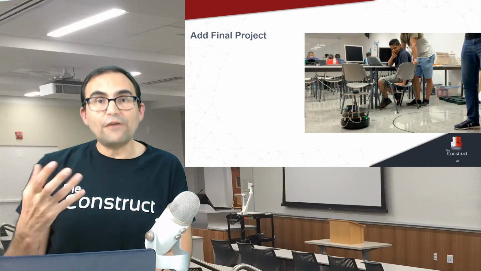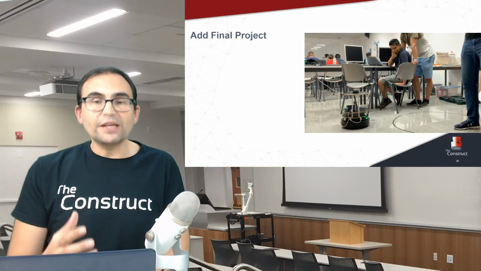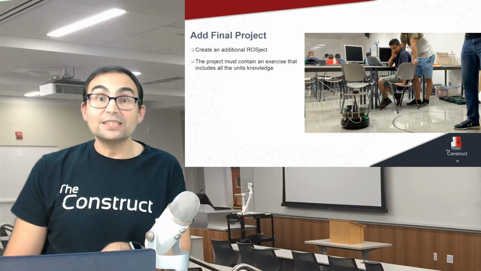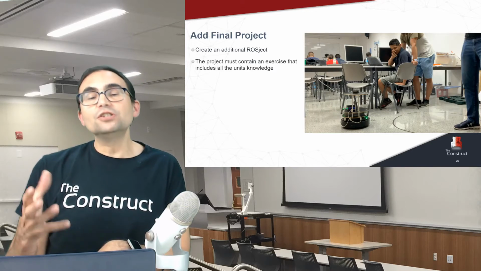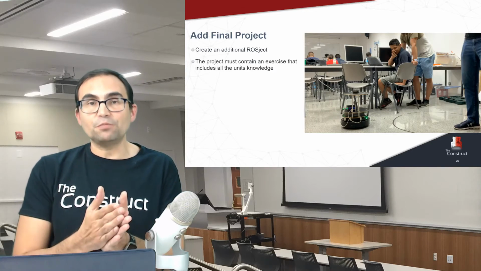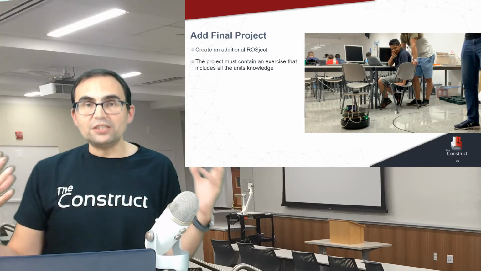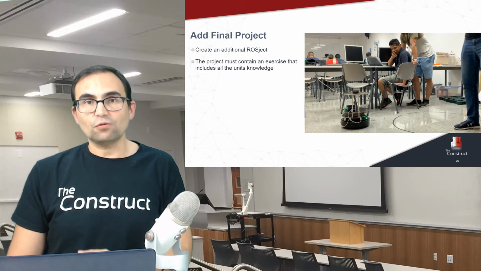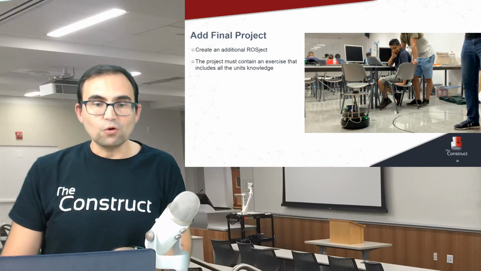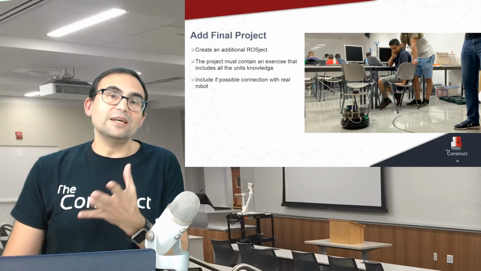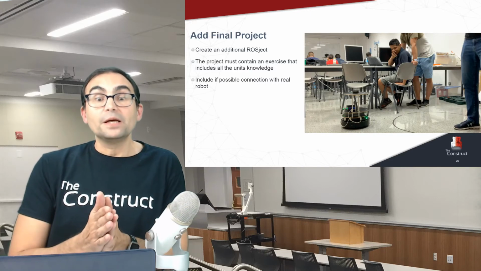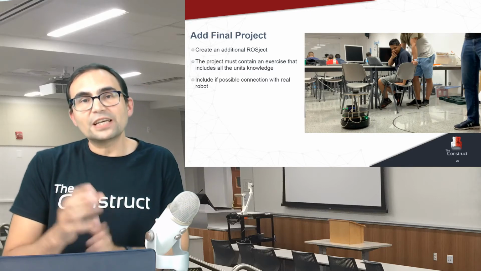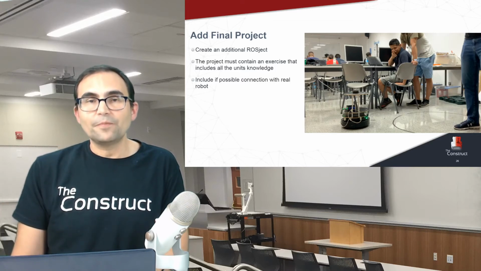But at the end, when we have all the units, we add a final project. This final project is a specific ROSject. It's an additional project that contains an exercise, as I mentioned before, that integrates the knowledge of all the units, for example, the patrol robot that I mentioned. And then, if possible, you should include the connection to the real robot.